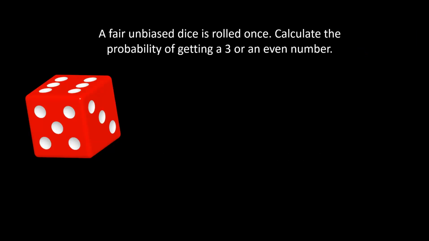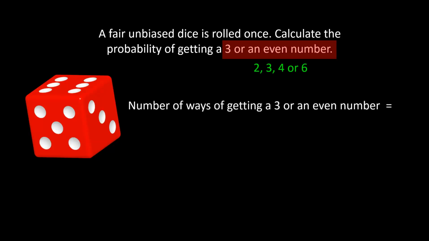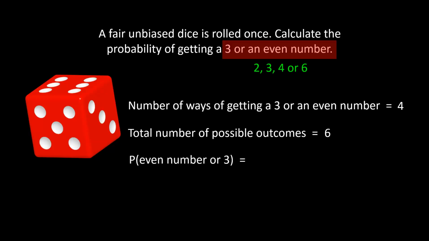Alright, let's try another one. Calculate the probability of getting a 3 or an even number. So we got that word or, 3 or an even number. So what could that be? That could be 2, 3, 4 or 6. So the number of ways of getting a 3 or an even number is 4. Total number of possible outcomes is 6. So the probability of getting an even number or a 3 is 4/6. We could cancel it down to 2/3, but we don't have to, and in some ways it doesn't help us.